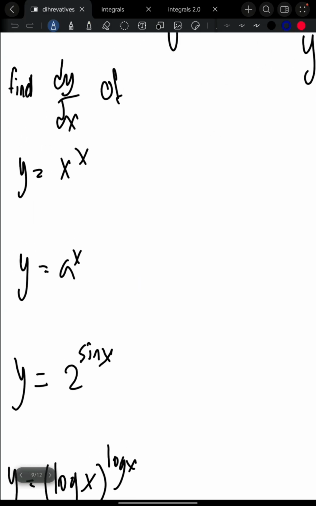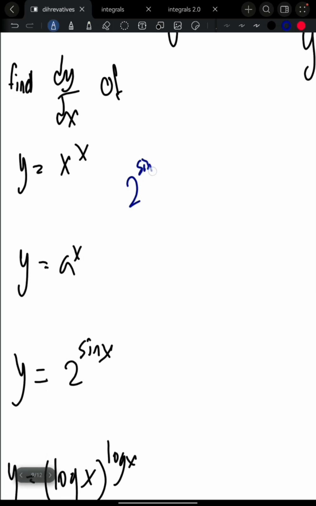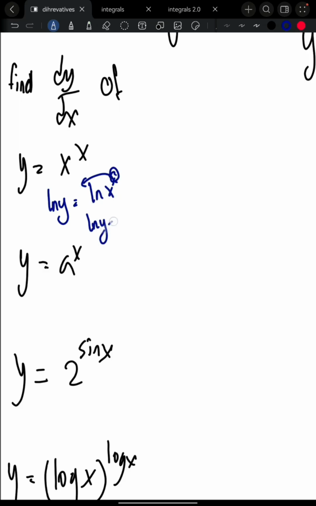So we're gonna take the natural log of both sides, because if you have anything to any power that's a function, like let's say 2 to the sine x, or 3 to the cosine x, anything to any power of a function, always take natural log, or logs. So ln of y is gonna be ln of x to the x. We can bring down the power, so ln of y is equal to x ln of x. And then we're gonna differentiate both sides.